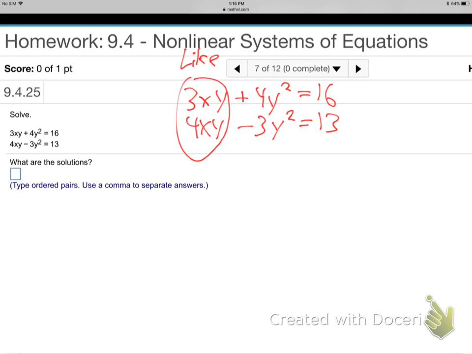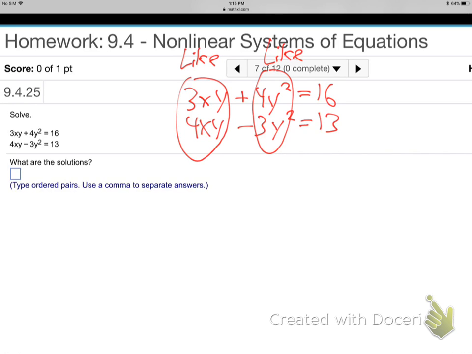These two are both like terms, meaning the same letter pattern. Those are 3xy, 4xy, same letter pattern. These two are both just y squared letter patterns. So when they're like terms, I can do what method? Yeah, substitution. Substitution would be hard on this one.